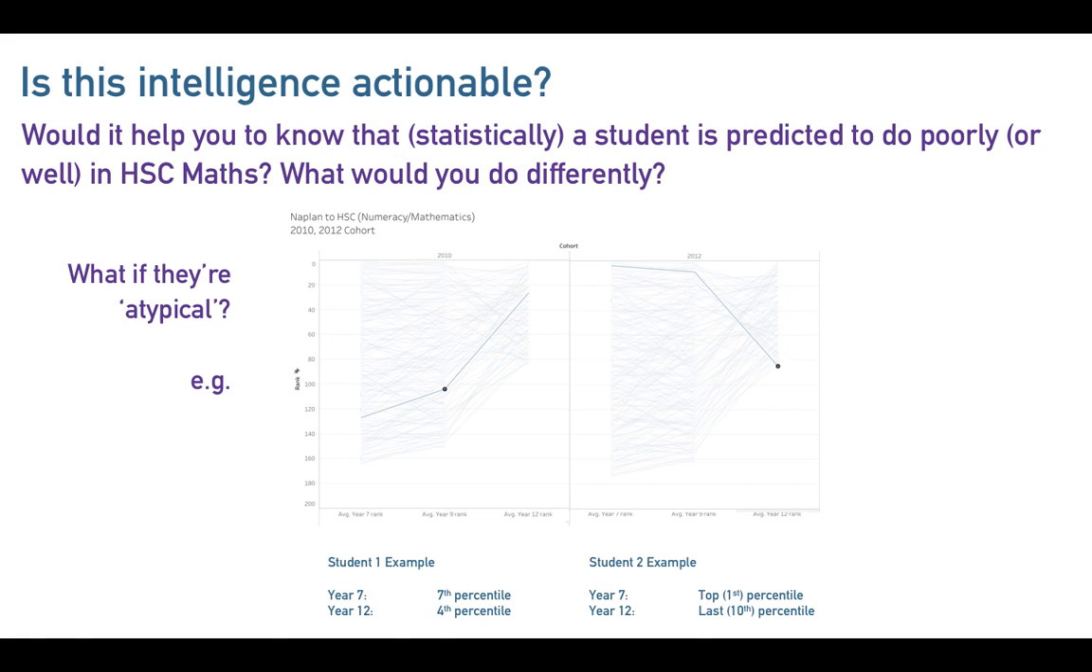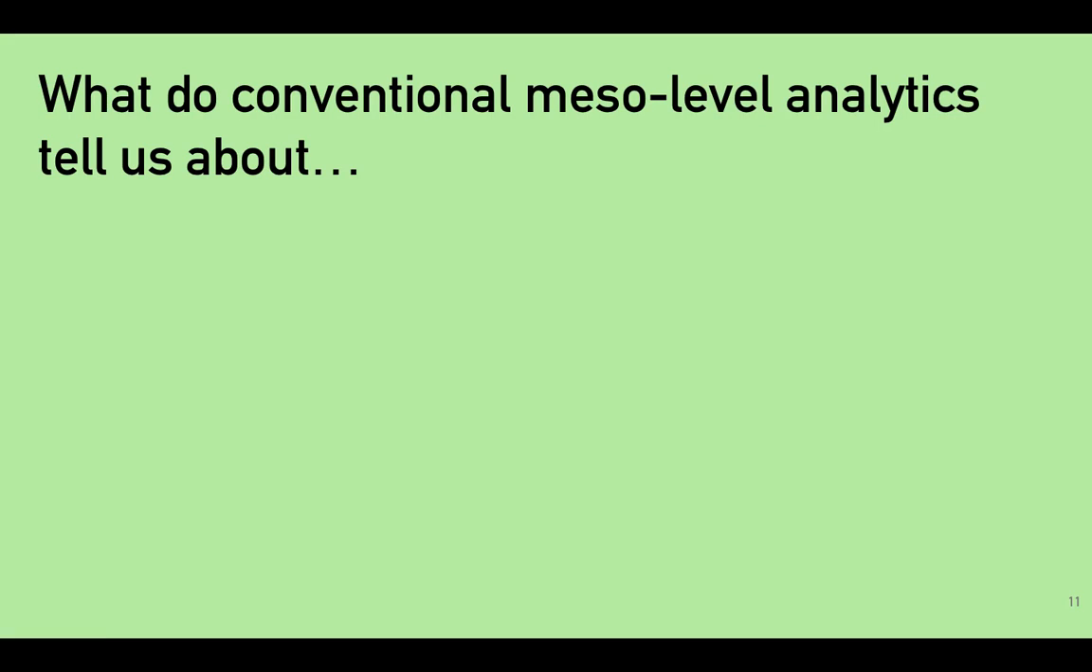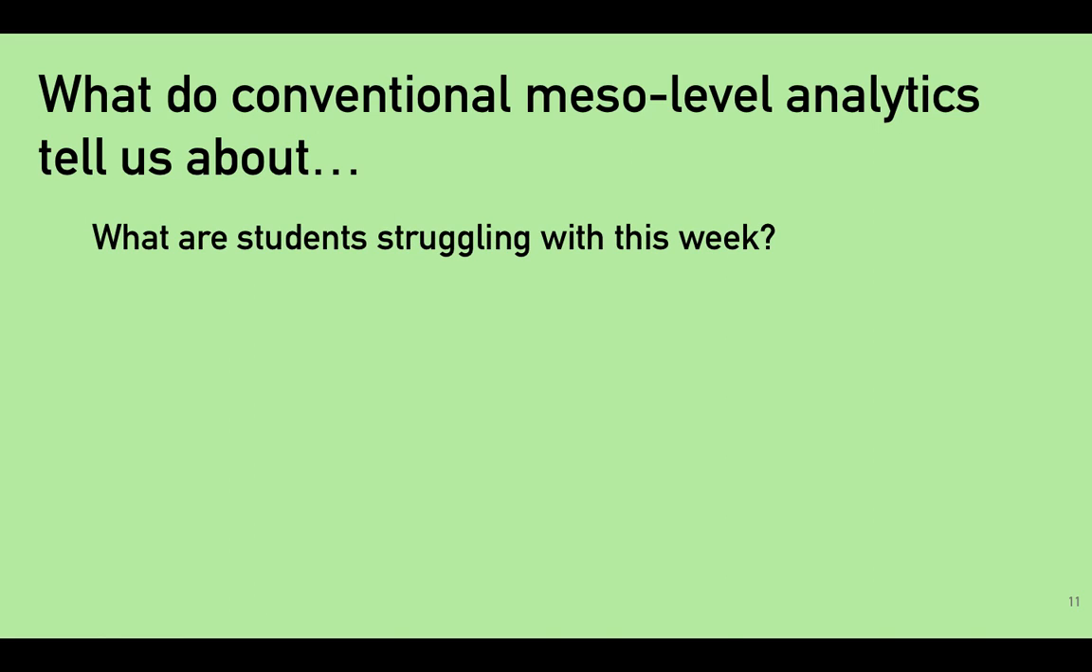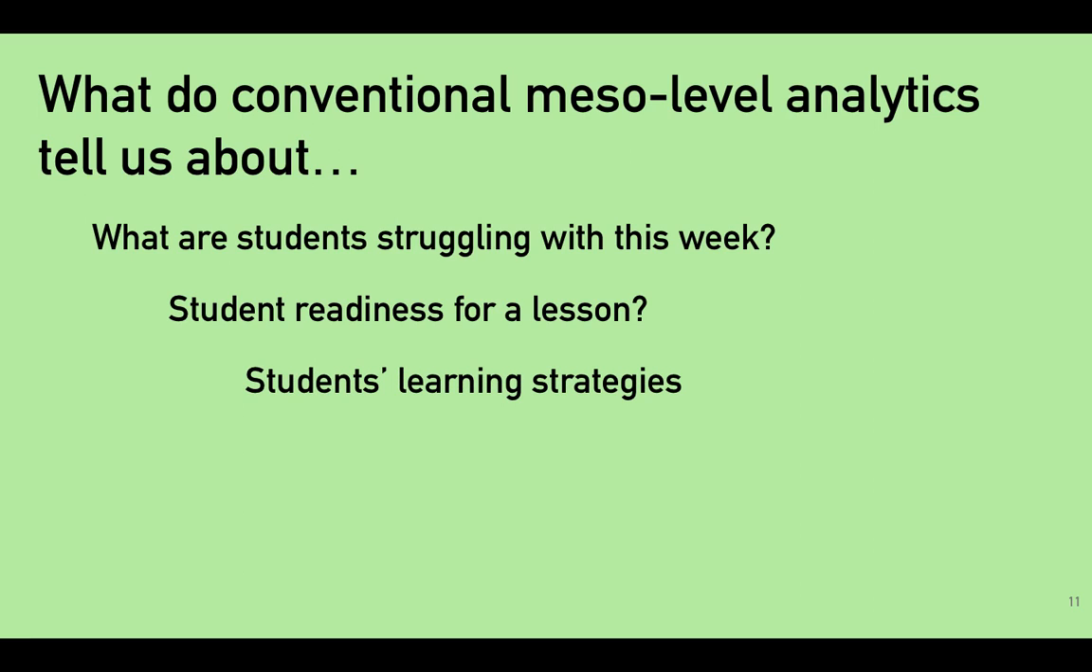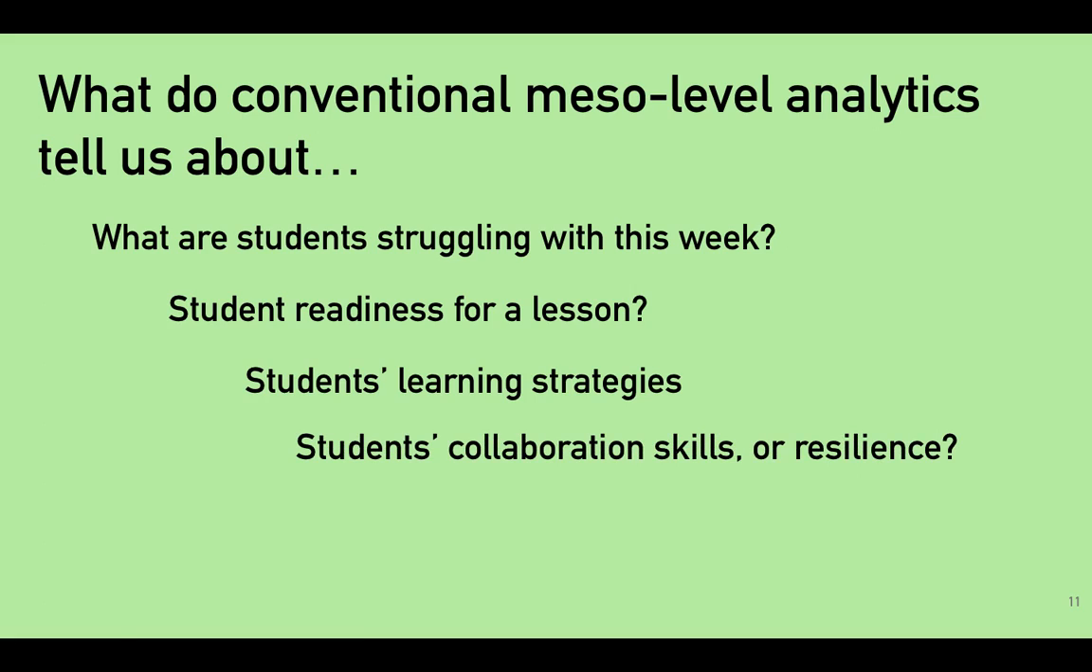Okay. If we take conventional meso-level analytics, the kinds of data you've got at the moment, the kinds of things that CZ is making available, what do they tell you about which students are struggling this week? What were they struggling with their homework last night? What does it tell you about the student's readiness for the lesson you've planned? What does it tell you about their learning strategies? What does it tell you about their collaboration skills or resilience? And I'll give you one word, okay? Not a lot, okay? These are not questions you can ask of traditional school data.